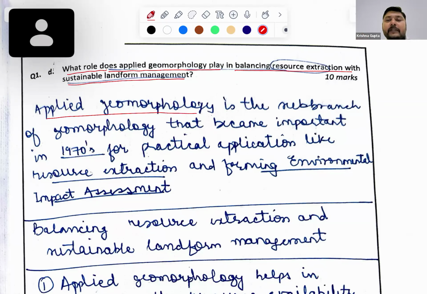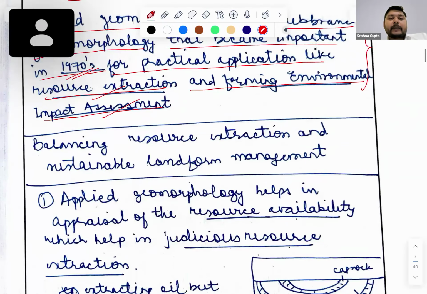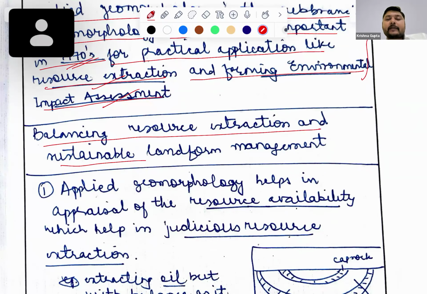So applied geomorphology is the sub-branch of geomorphology that became important in the 1970s. Excellent, for practical application like resource extraction, very good, and for environmental impact assessment. So this introduction is very good. Balancing resource extraction and sustainable landform.